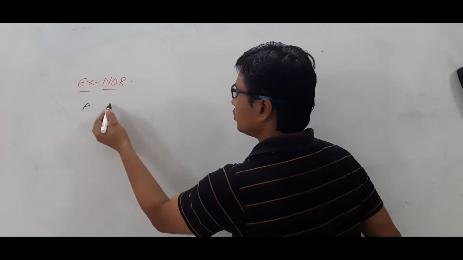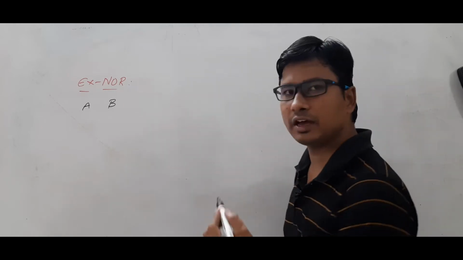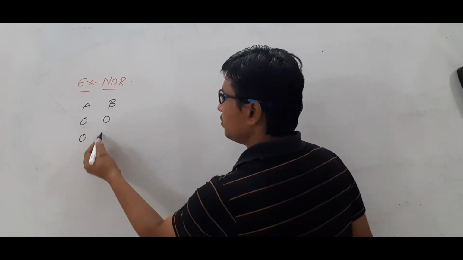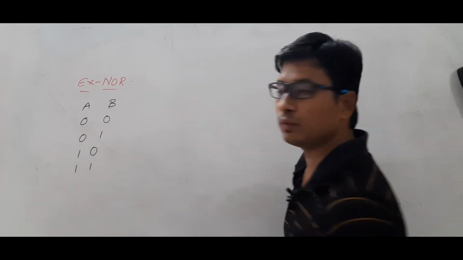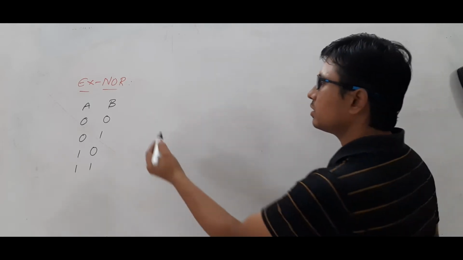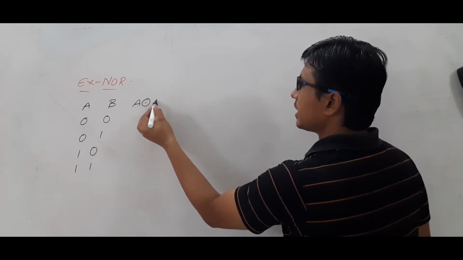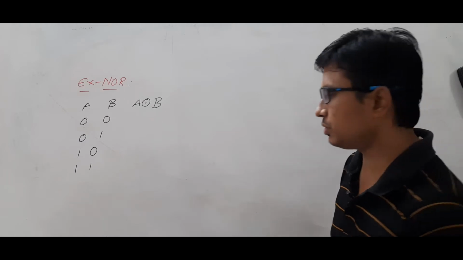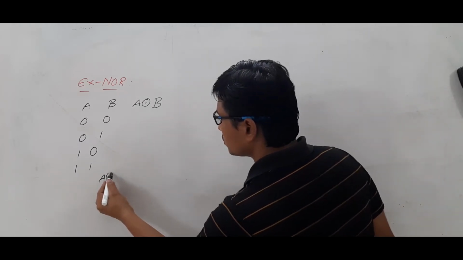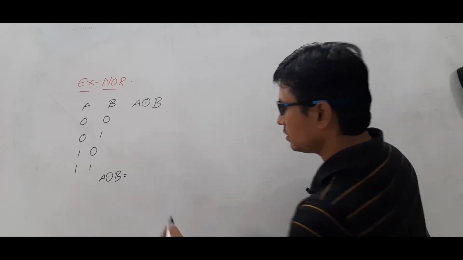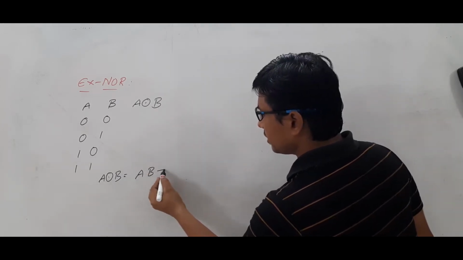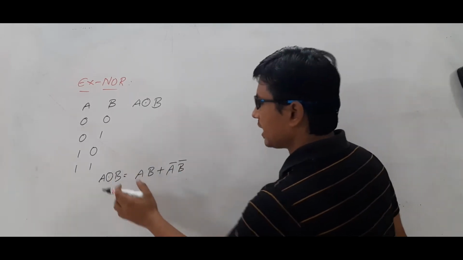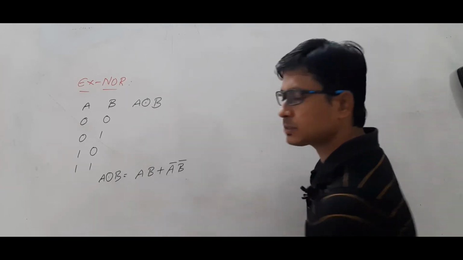Let's take two Boolean variables A and B. If they are Boolean variables, then I will get the four combinations: 0 0, 0 1, 1 0 and 1 1. Now how to represent the exclusive NOR? Exclusive NOR can be represented this way. Am I right or wrong? Now how can I expand the exclusive NOR? It is equal to A and B, or A complement and B complement. I can expand exclusive NOR like this.